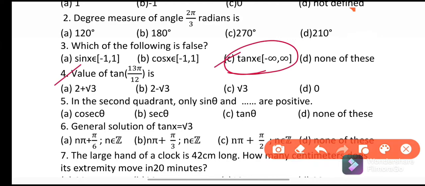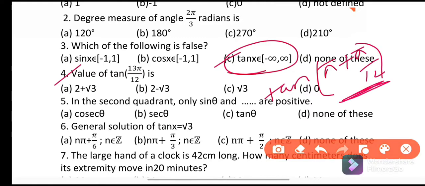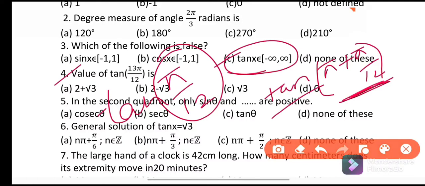Next, the value of tan 13 pi by 12 is... Now solve this: tan of pi plus pi by 12. Now this lies in the third quadrant, pi plus theta, and in the third quadrant tan is positive. So tan pi by 12. Now simplify this, tan of 180 by 12, that is tan of 15.